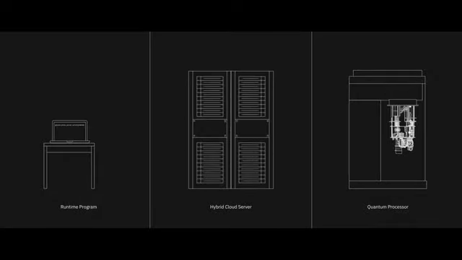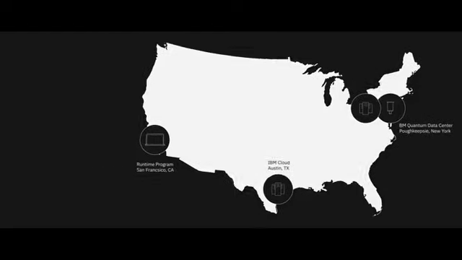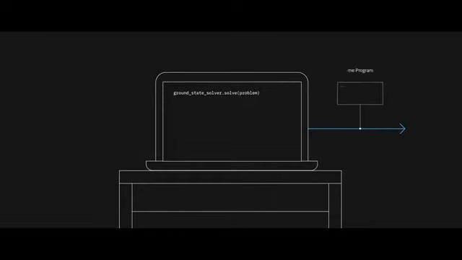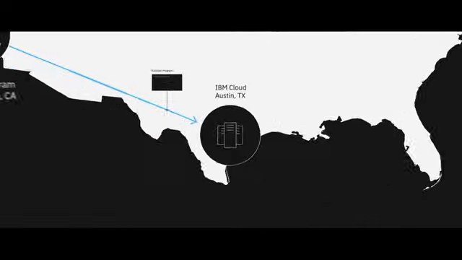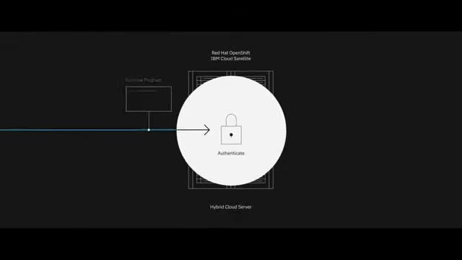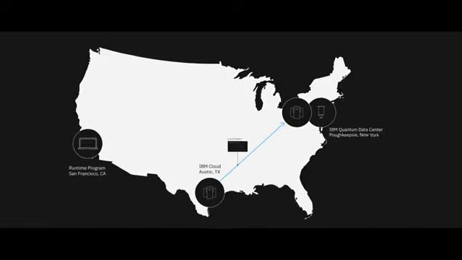The quantum computer is now this quantum system plus a hybrid classical server plus the user's computer. Let's start with the user in San Francisco. The runtime program now goes to the user's computer through the cloud, and it actually, in our case, goes to the IBM cloud that's in Austin, where it's authenticated and sent to the IBM Quantum Data Center in Poughkeepsie. Here, the runtime manager starts.